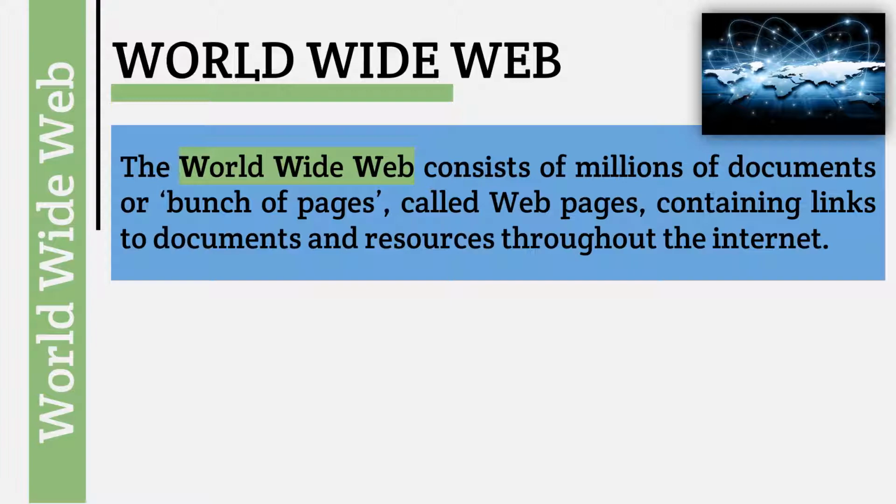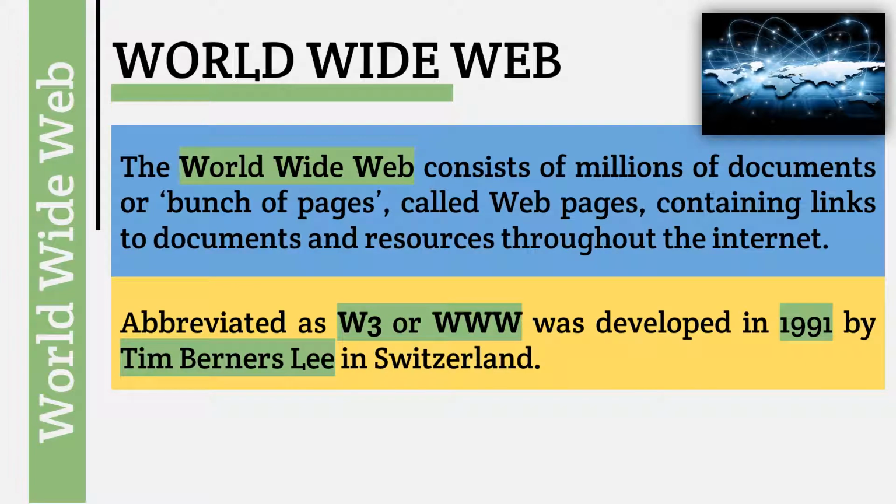And these web pages may contain text, images, information, documents, resources, and many links to other documents and resources throughout the internet. This World Wide Web is abbreviated as W3 or WWW. It was developed in 1991 by Tim Berners-Lee in Switzerland.